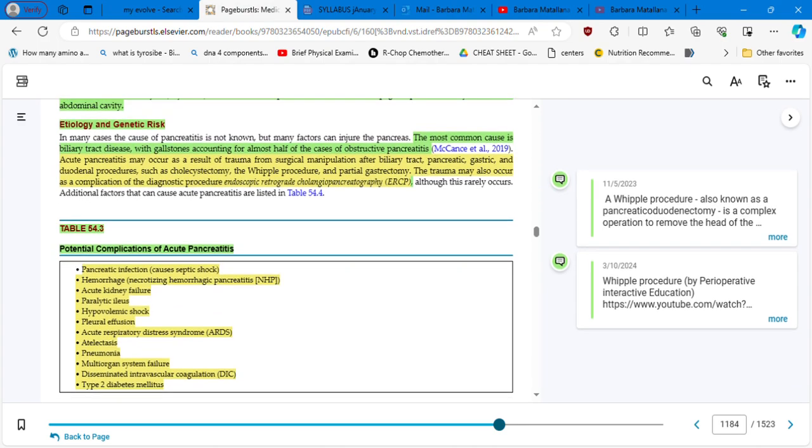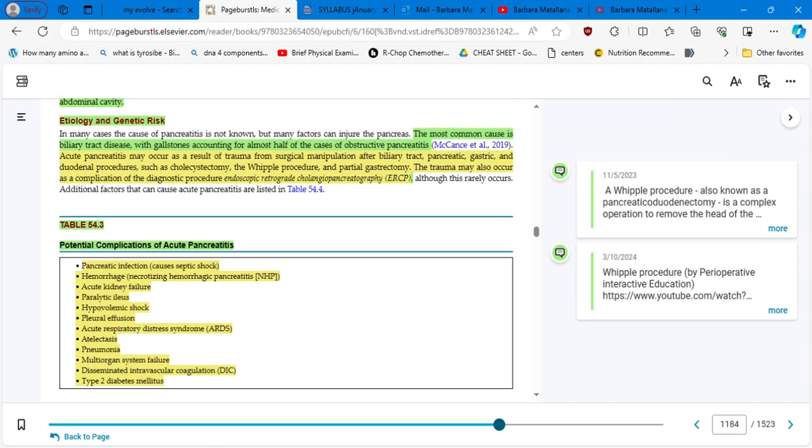So etiology and genetic risk: the most common cause is biliary tract disease. Again, liver, gallbladder, and pancreas, the biliary system, right? With gallstones accounting for a small half of the cause of obstructive pancreatitis. And you can have gallstones in the biliary duct, okay, that are coming from the gallbladder, or you can have little stones in the pancreatic duct, okay?